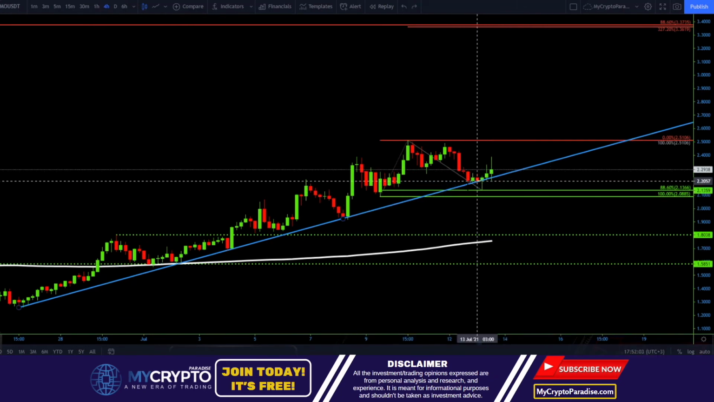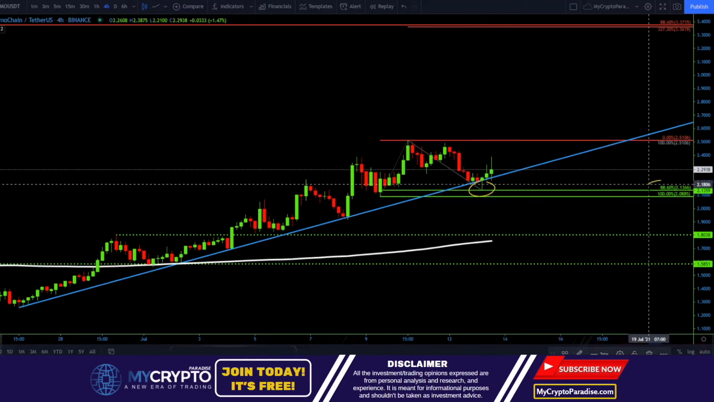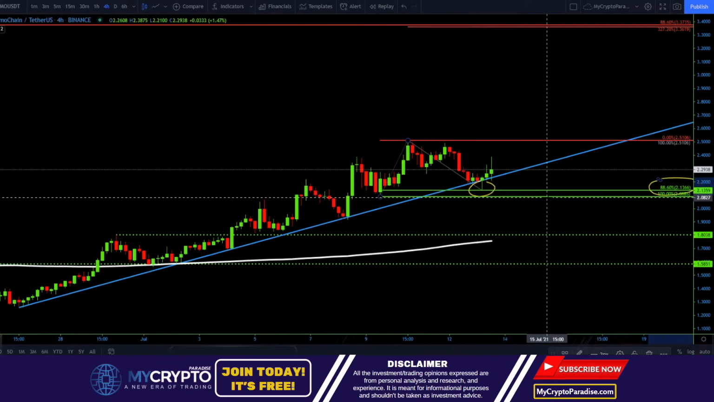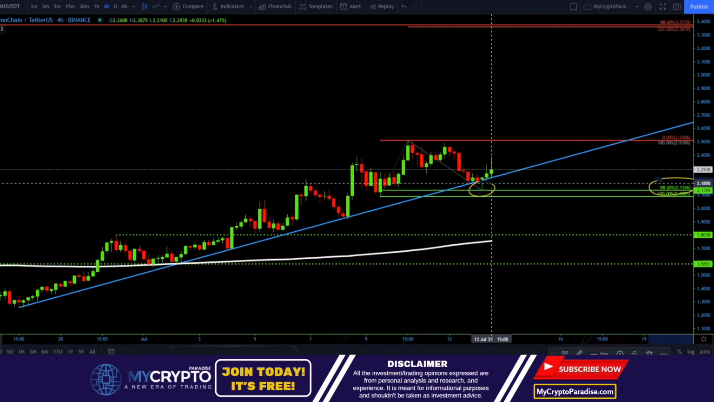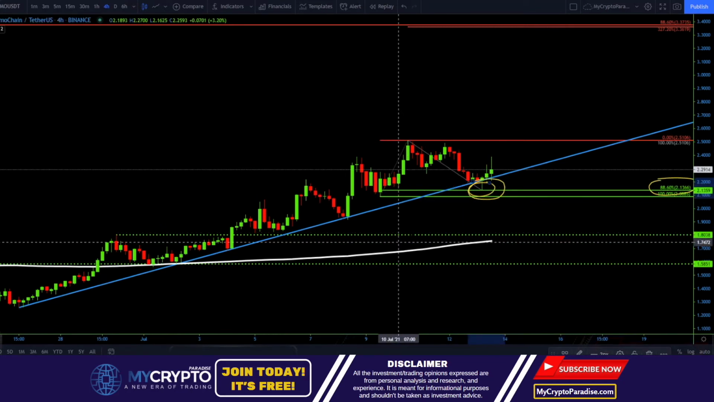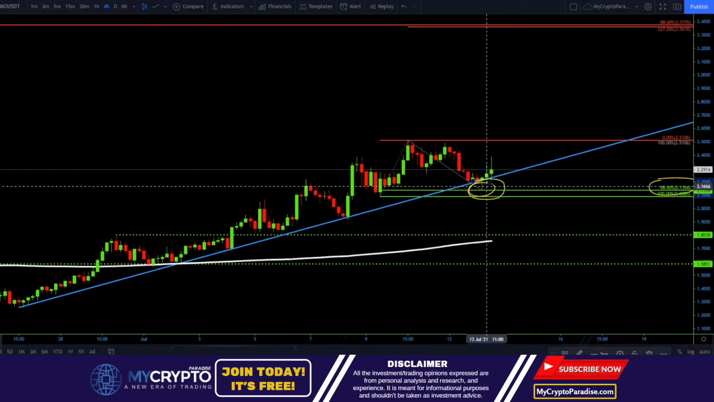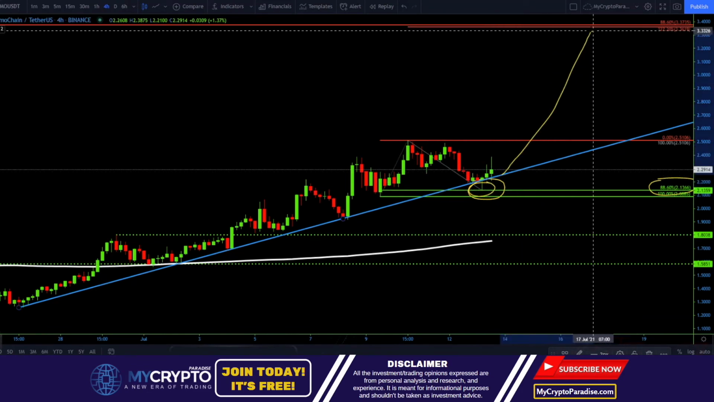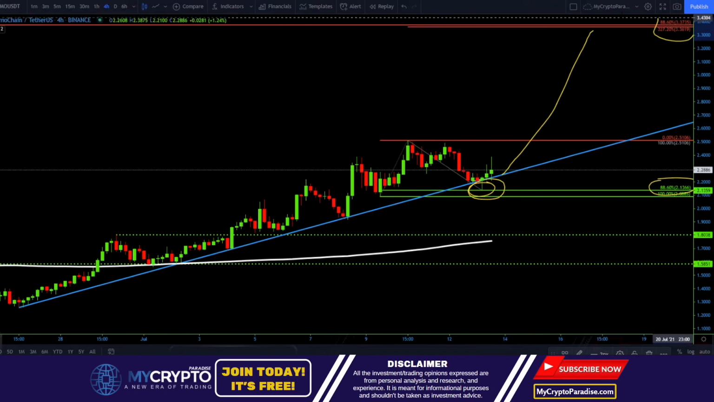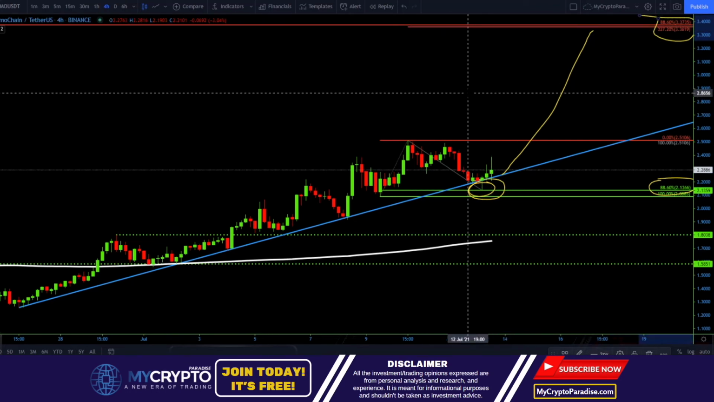On this spike right there, we had a very nice rejection of the 88.6% Fibs at $2.13. And as long as daily closing price remains above this support, we should expect a continuation of an uptrend towards the resistance mentioned previously, which is at $3.37.